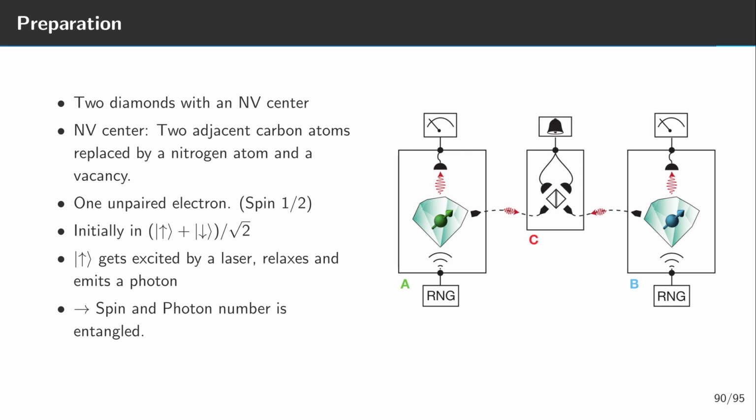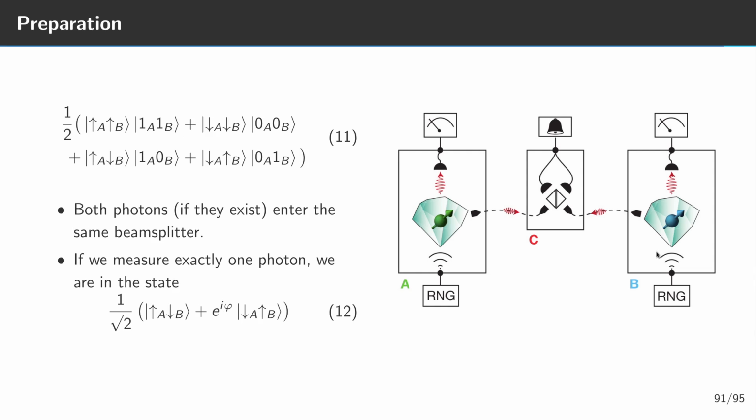Then the spin up state gets excited by a laser, relaxes, and emits a photon. That means that the electron spin and the photon number are entangled, because the emission happens if the spin is in the spin up state, and the emission does not happen if the spin is in the spin down state. Therefore, we are in this state here, where the numbers denote the number of photons. Both photons, if they exist, would enter the same beam splitter. The beam splitter is shown in the middle here.